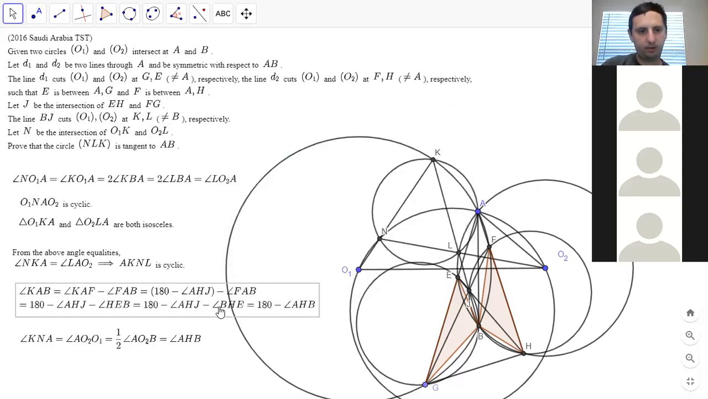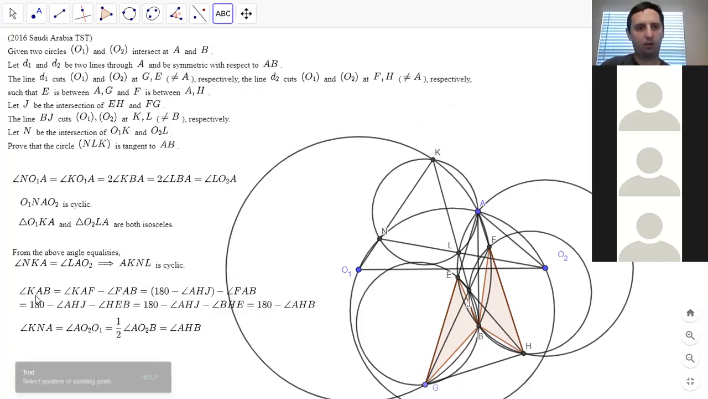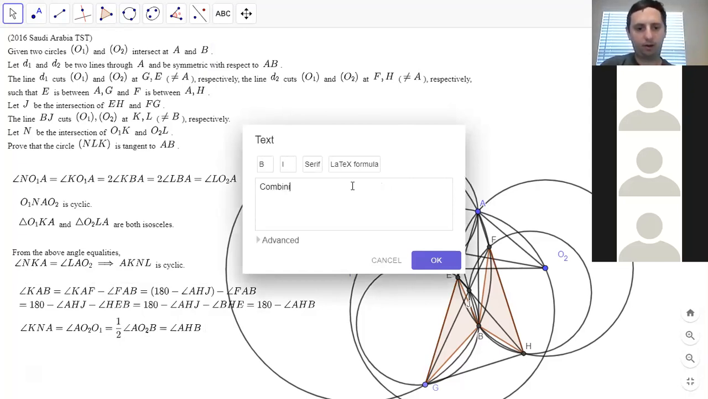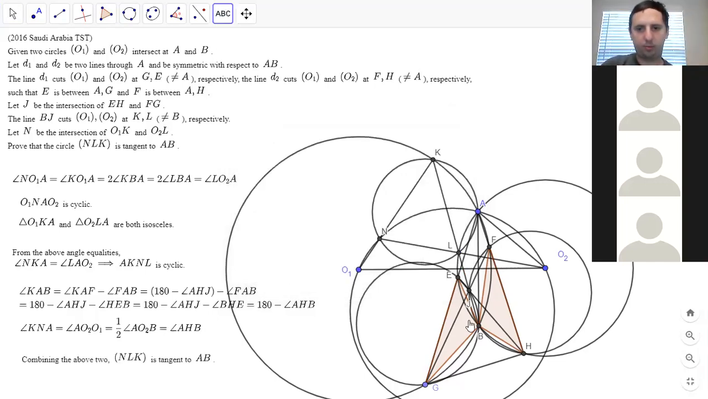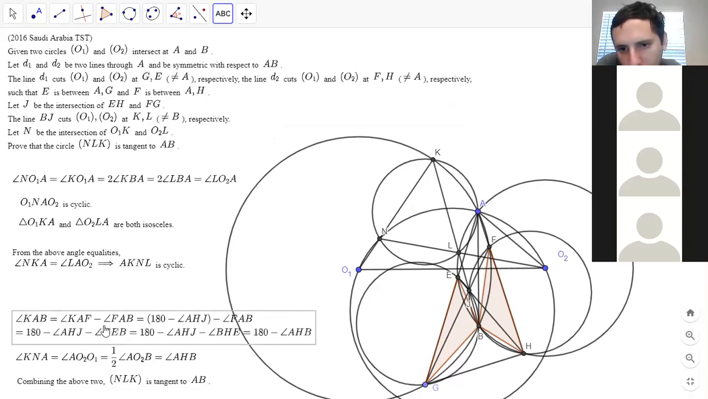So once we have all that, combining these two, so actually I didn't prove yet that KA and HJ were tangent, but I'm going to do that right now. So combining the above two, the circle NLK is tangent to AB, right? So let me add in that step where we prove that HJ is parallel to AK. So since AKBG is cyclic, and also HJBF is cyclic.